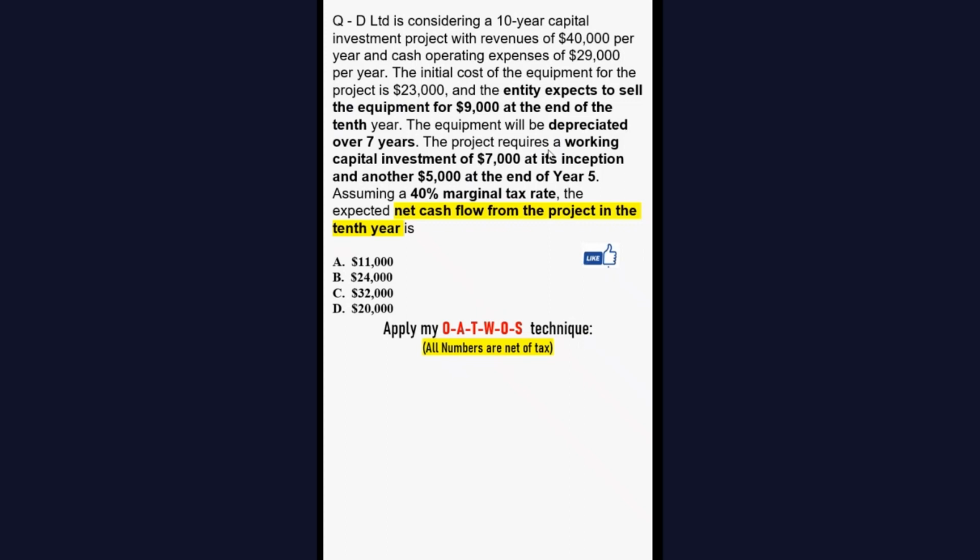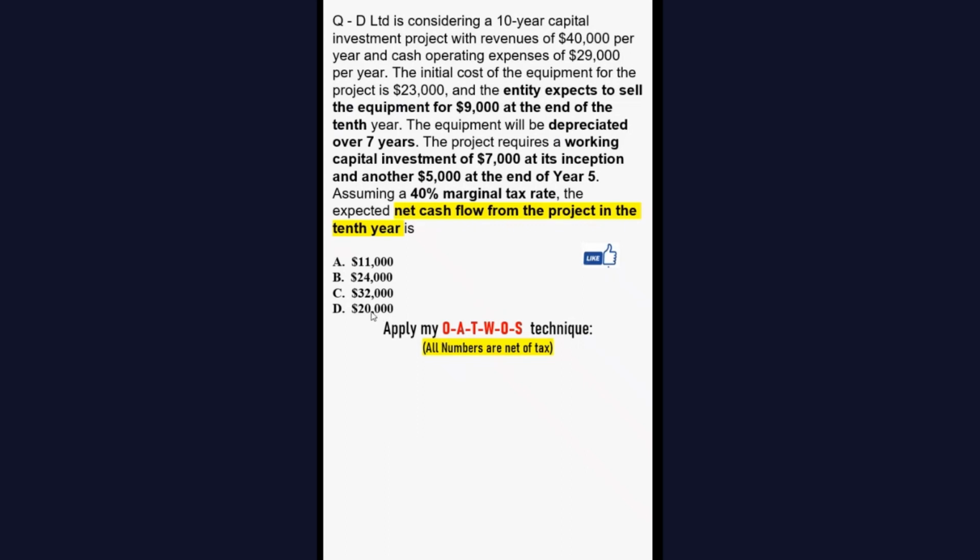The project requires a working capital investment of 7,000 at the inception and another 5,000 at the end of year 5, which means that both of these working capital investments will be returned in the final year of the project. Assuming a 40% marginal tax rate, the expected net cash flow from the project in the 10th year is. So here in this question, we can apply the OATS W.